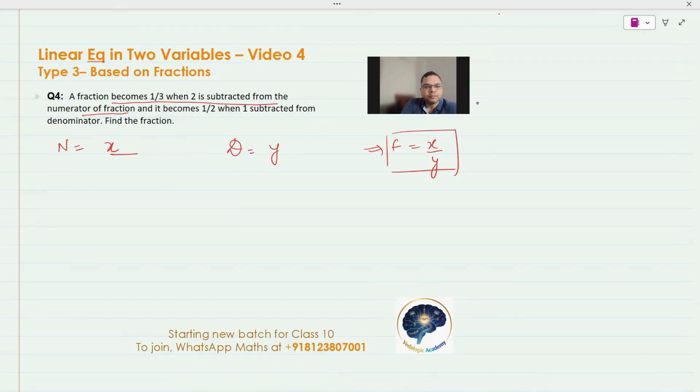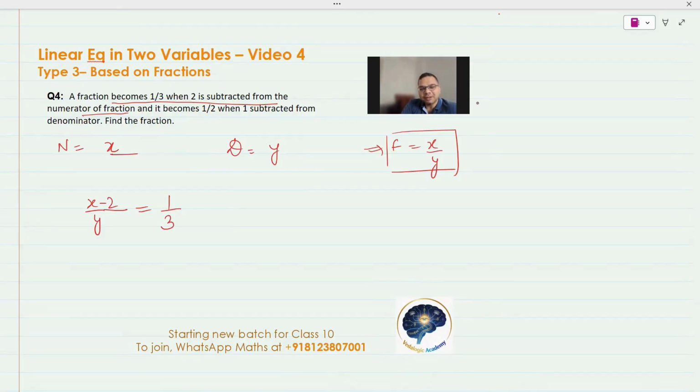Now it is saying when 2 is subtracted from the numerator of the fraction. So we have x upon y, but 2 subtracted from it, and then the fraction becomes 1 by 3. So I hope this is clear. So x minus 2 upon y is 1 upon 3. So you can say when you are subtracting 2 from x, it is becoming 1. So you can say x is 3 only in that case, right?